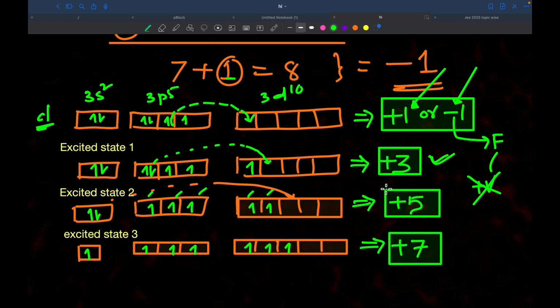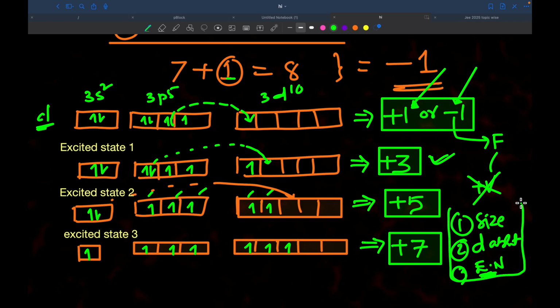And for fluorine being exceptionally different, we have four or five reasons. First one is that its size is very small. Second one is d orbital is absent. Third reason is it's highly electronegative. The element with the highest electronegativity is fluorine. These are the three reasons why fluorine is an exception to all the halogens. So that's why we should remember.